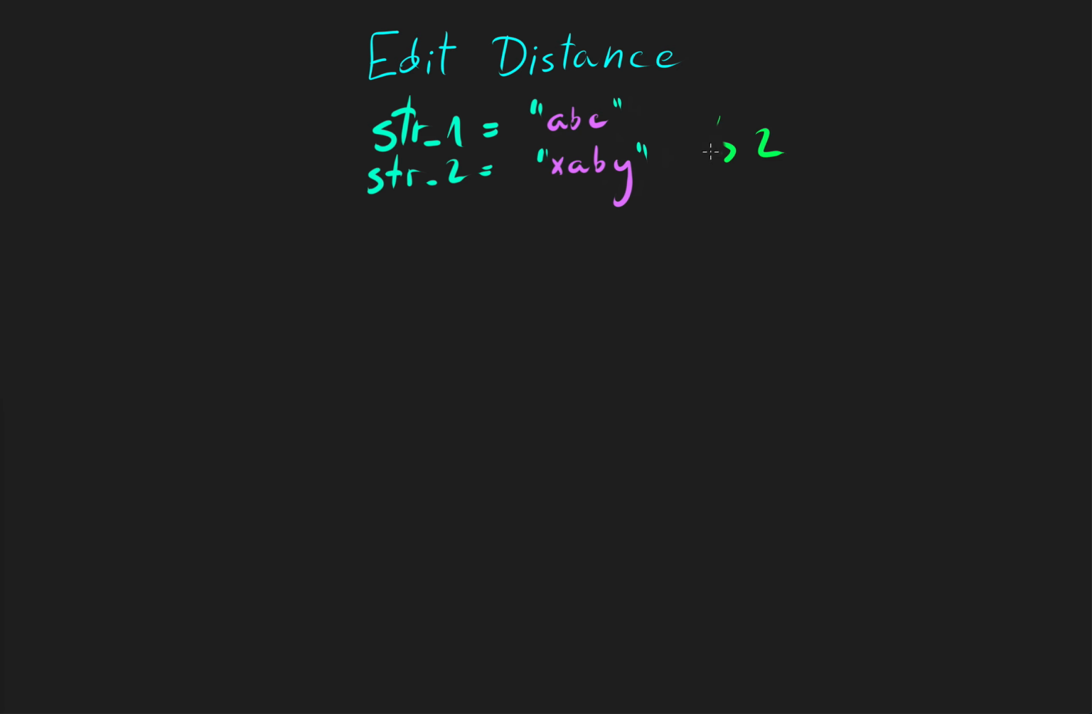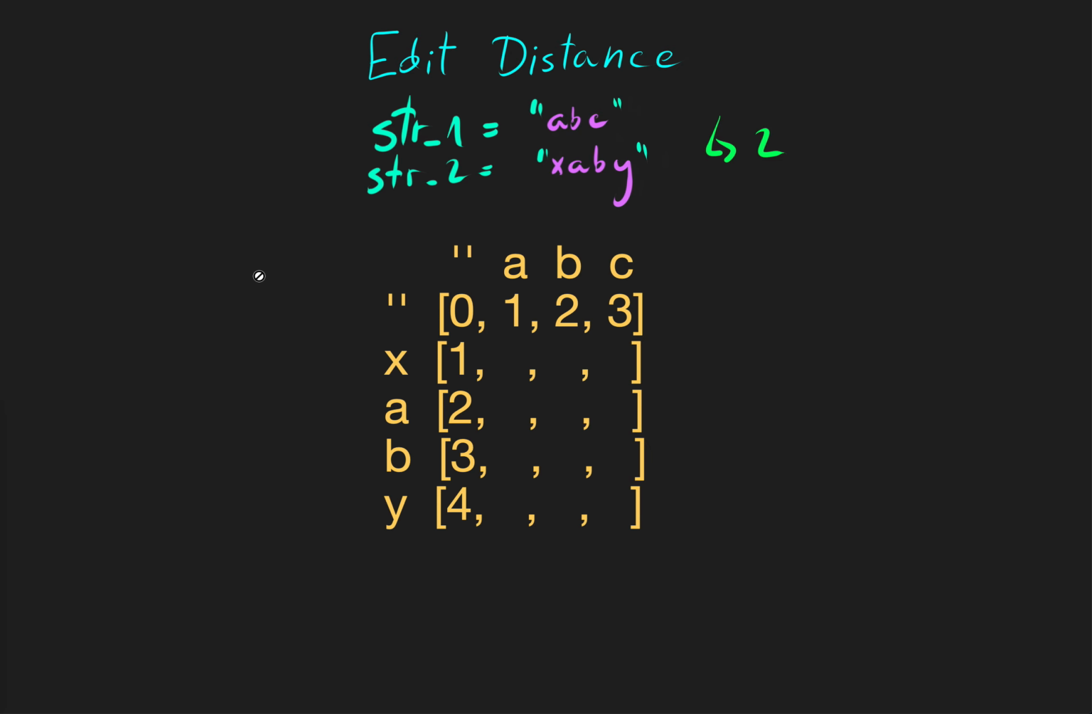You could do this with brute force, but if both strings are long, the time and space complexity will be quite bad. So the optimal solution would be to use dynamic programming here. One way of solving this is to create our DP matrix, or array of arrays. We have an example here: ABC on the top, and in the columns we have X, A, B, and Y.